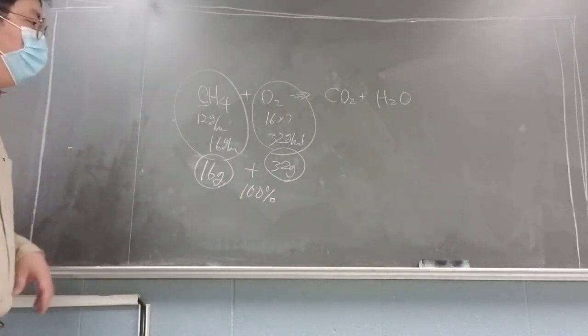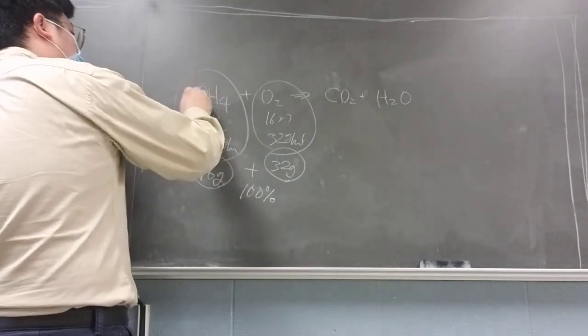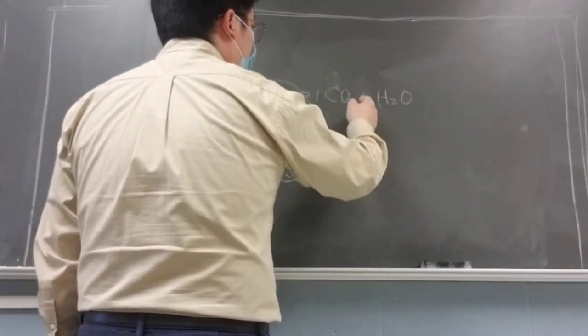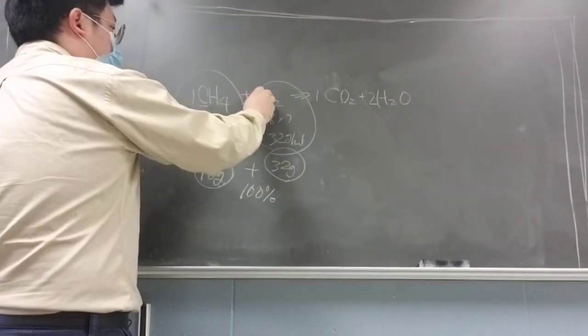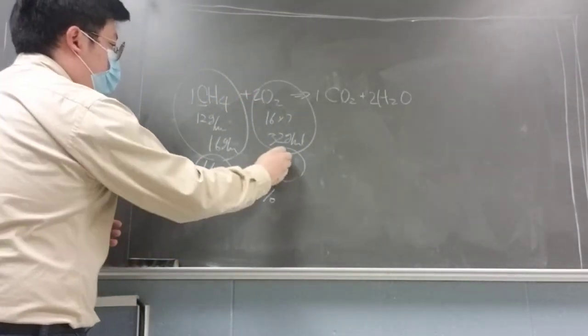full chemical reaction, because you have, oh, no, sorry, not here. You need to balance first. So it'll be 1, that'll be 2, so it'll be 2, okay? So instead of 32, you need to have a 64, okay?